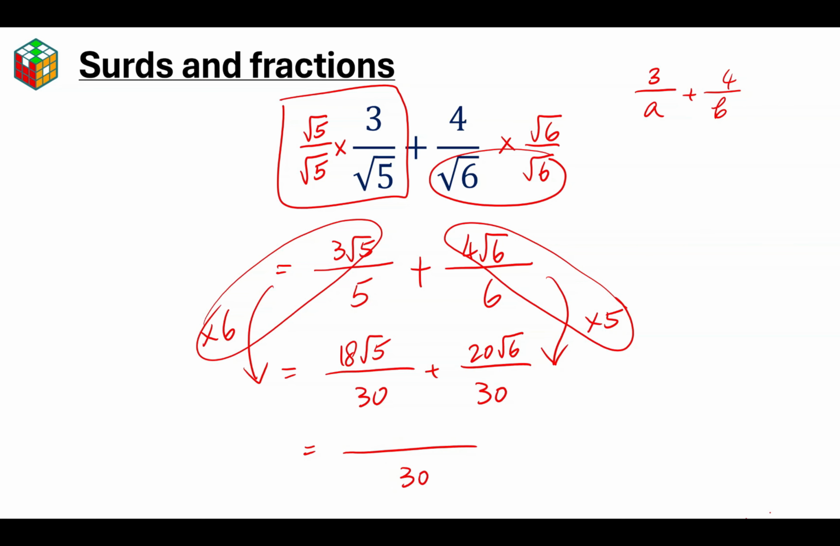That is over 30. If I add it up, it's going to be 38. Oh, no, I cannot add it up because they are not like terms. I just write it as it is, because I cannot treat root 5 like A. 18A add 20B, so I have to leave it like that, and that is my answer.